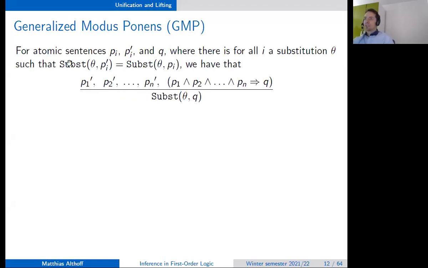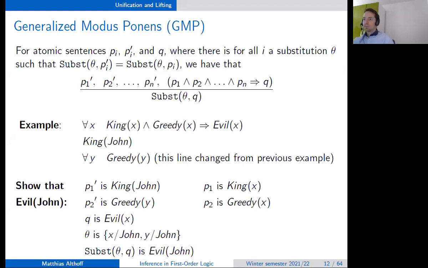So after we made these statements identical using substitutions, we can infer Q, but we then have to, of course, apply the substitution again. So here's an example. It's almost the same as on the previous slide. For all x, King(x) and Greedy(x) implies Evil(x). John is a king and everybody is greedy, or everything is greedy.